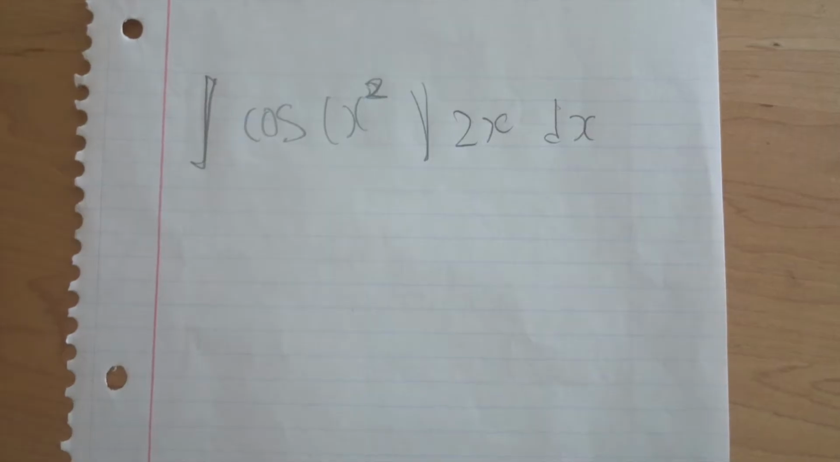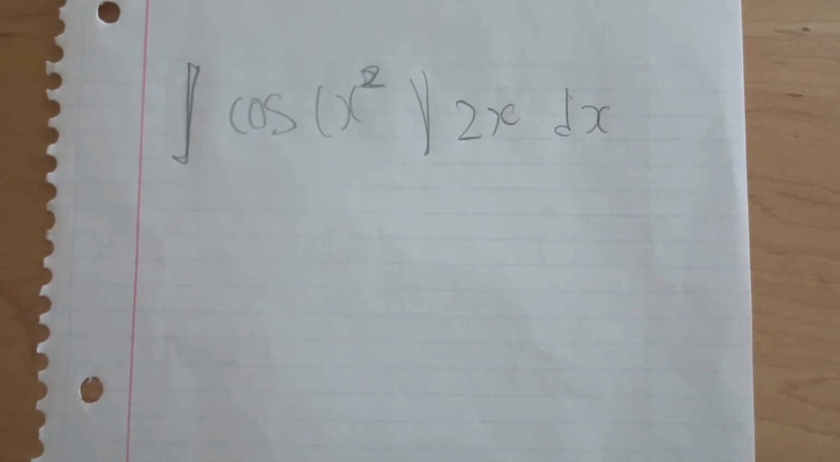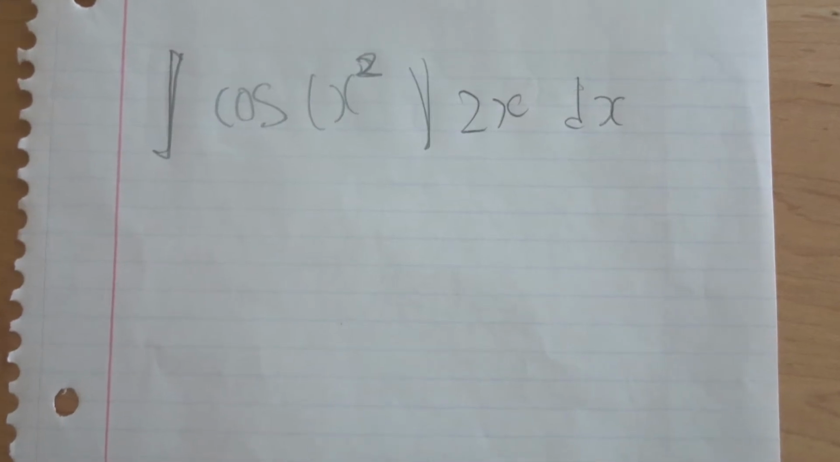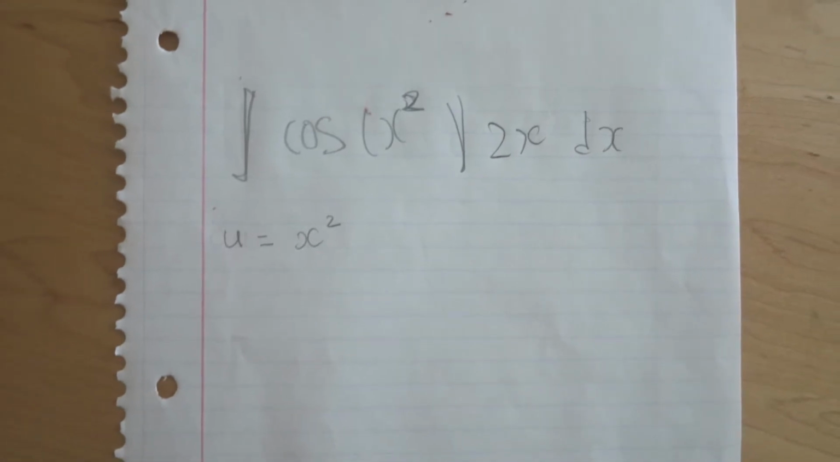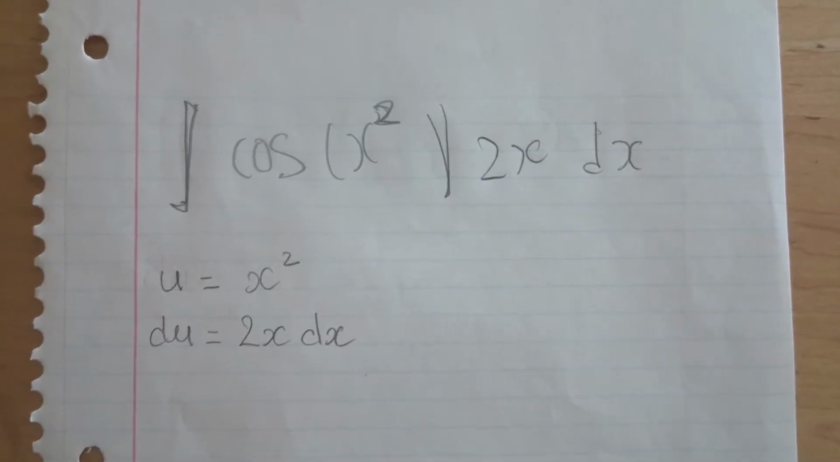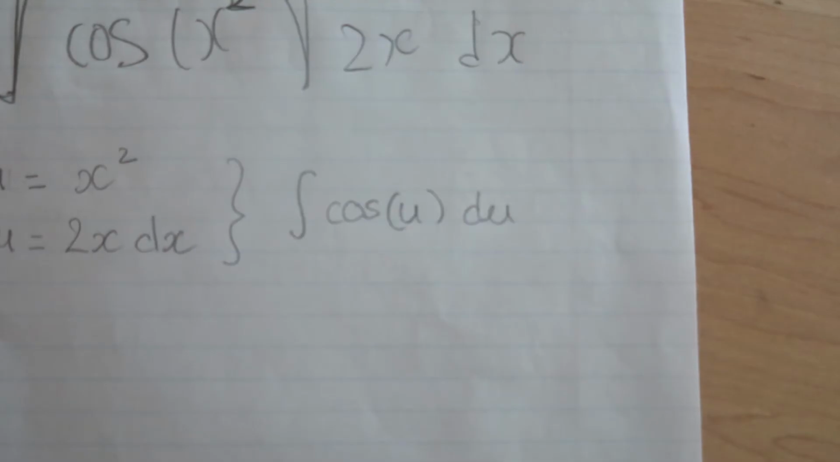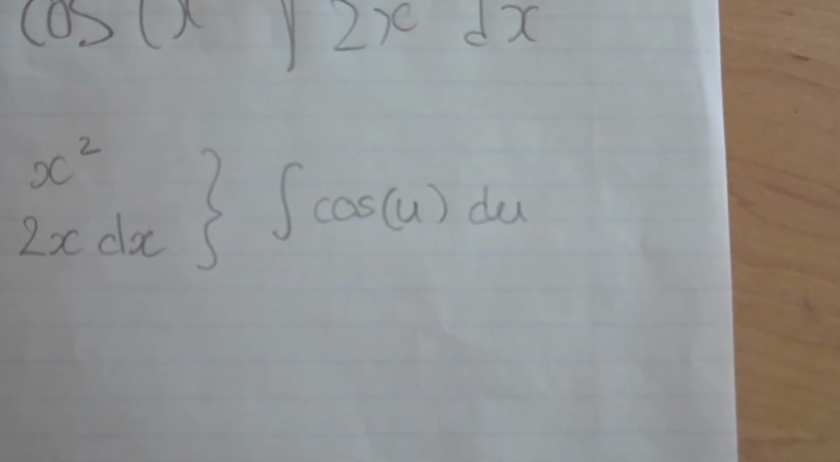Okay, for this problem, I also cannot just integrate it. I noticed that 2x is the derivative of x squared, so I'm going to use u substitution to solve this problem. First, I set u equal to x squared. Next, I need to find du, which is the derivative of x squared, which is 2x times dx. Now I'm going to replace x squared with u, and 2x dx with du.